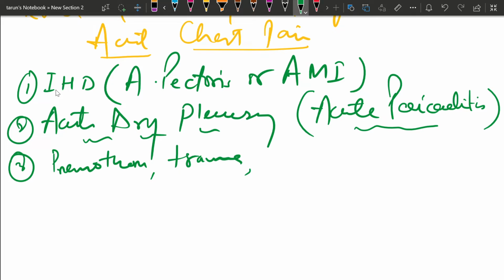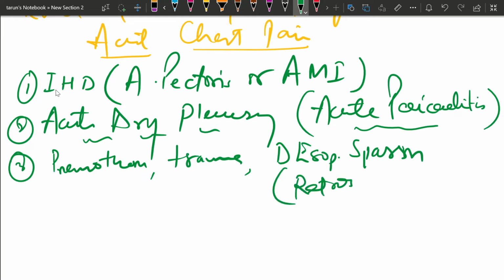Then diffuse esophageal spasm can also cause acute chest pain. In diffuse esophageal spasm you find retrosternal chest pain, and it is associated with dysphagia, that is difficulty in swallowing.